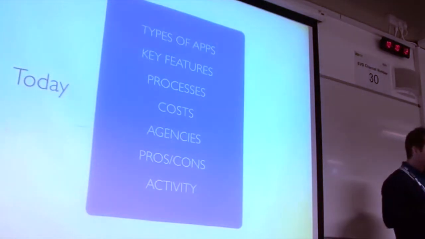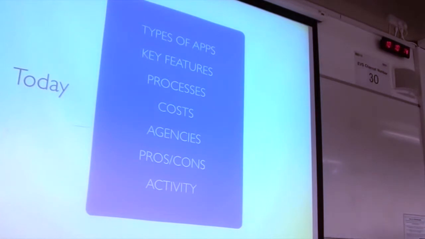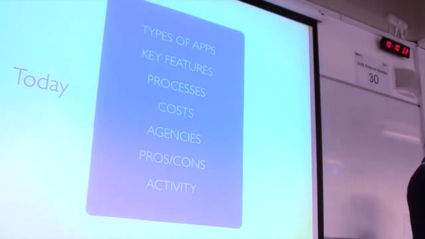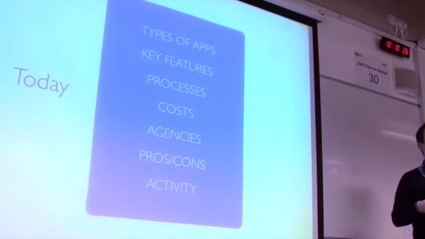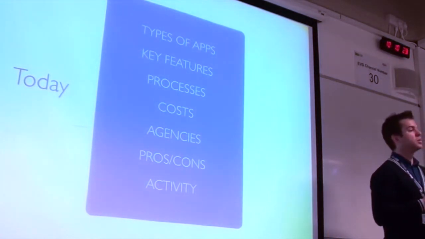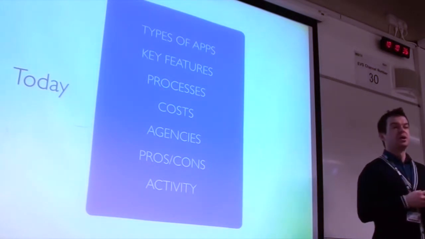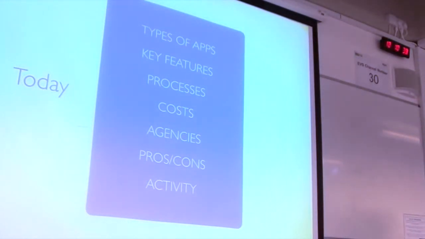So what we're going to look at today is types of apps. We really need to understand what types of apps are out there. What are some of the key features that we need to be thinking about? How do you go about processing, developing, and doing the market research for new apps for a business? Then we'll look at the cost, and different ways of identifying people that might help you to develop these apps.